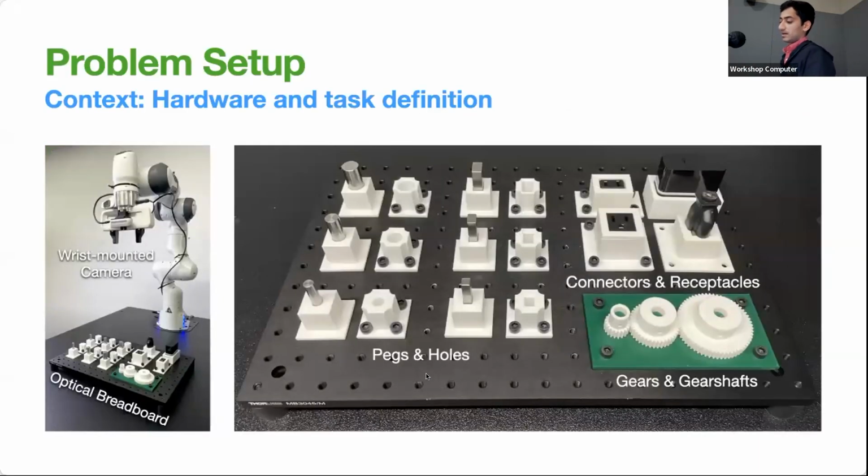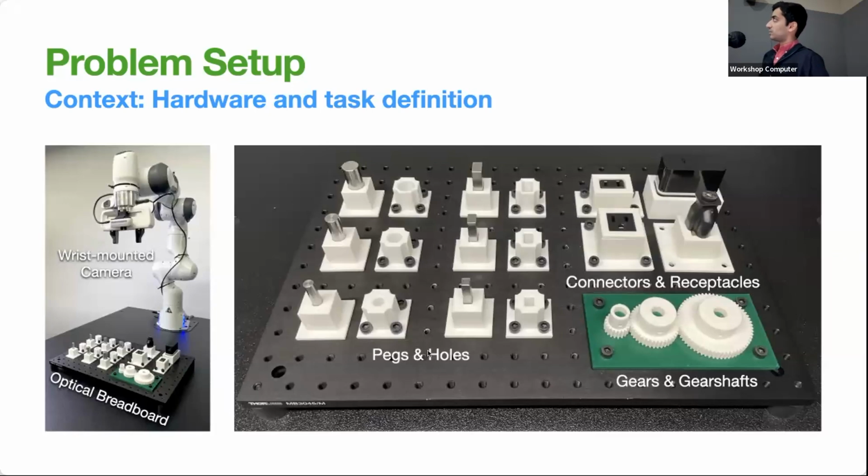Before I begin, I'll describe our real-world hardware and task definition. We have a Franka Panda robot with a wrist-mounted RealSense D435 camera. Below the robot is a small optical breadboard used for placing or mounting components. Although we previously learned policies for nut and bolt assembly in our simulator, we started our sim-to-real effort with insertion-style tasks, as we believe these to be a bit less complex.